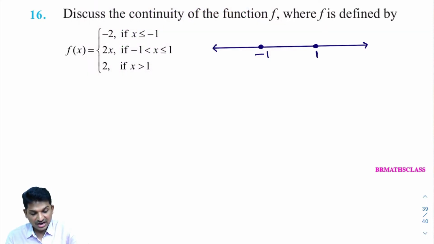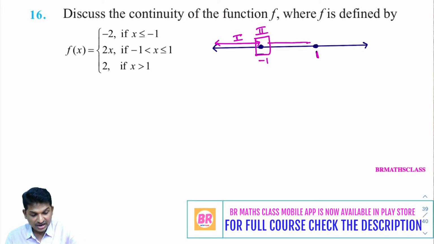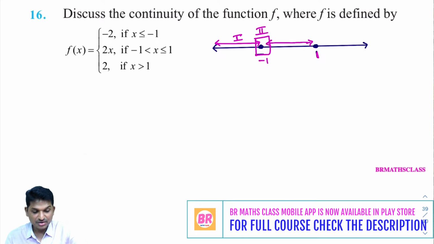What is case 1? I'll check the continuity whenever x value is less than minus 1. That means in this zone, I'll check the continuity of the function. What is case 2? I'll check the continuity of the function at minus 1. Next, case 3. I think this is not properly visible. I'll write here. This is minus 1. This number is plus 1. I'll check the continuity when x value is in between minus 1 and plus 1. I'll take this as case 3.